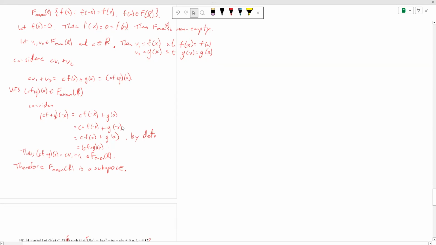And then we step down with our rule for vector multiplication. Now what we have is c times f of minus x plus g of minus x, which equals c times f of x plus g of x by definition, which equals cf plus g all of x, which means that cf plus g of x, or our c v1 plus v2, is in fact an even real valued function. So the even real valued functions form a subspace.